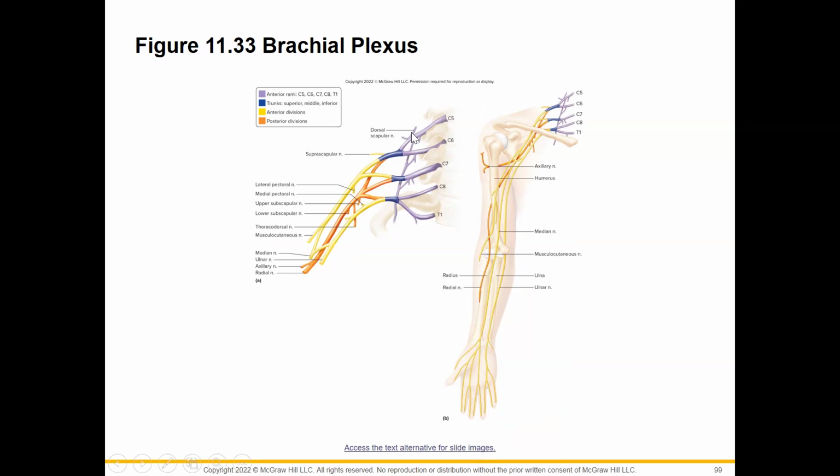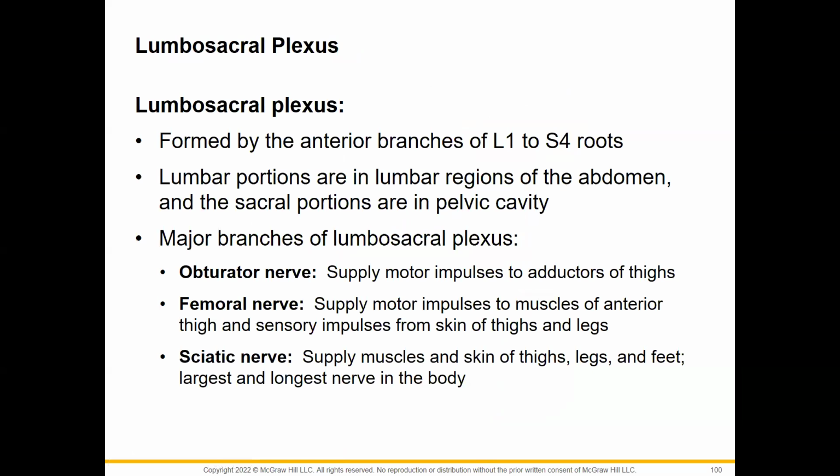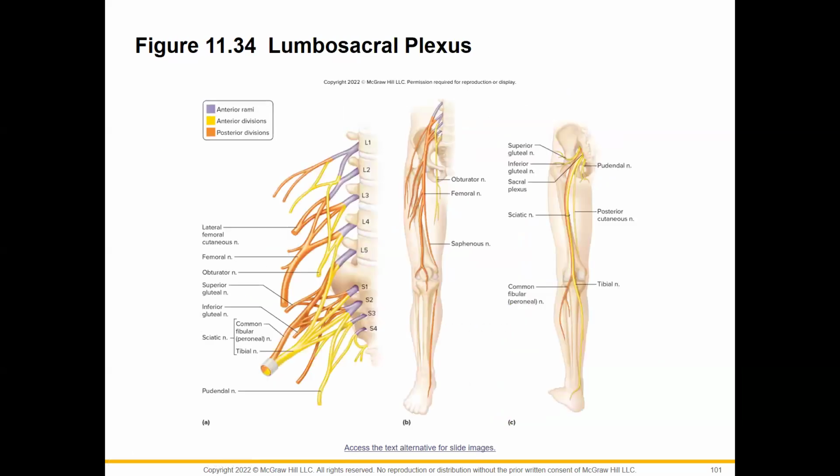So again, the C5 nerve root, C6, C7, C8, T1 nerve root come together, and at some point they join together, and then they start to branch off to create these smaller nerves. Here, you can see how the nerves of the cauda equina come out and exit the spinal cord through the sacral foramina, right? The sacral foramina to innervate those lower structures.